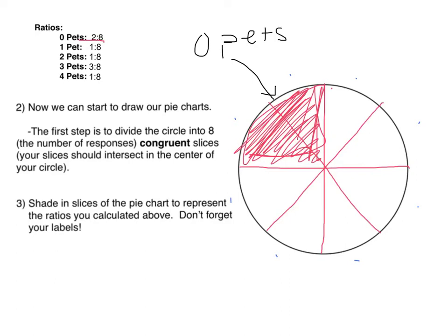Next are people who had 1 pet. That ratio is 1 to 8. So I will shade in 1 slice out of my 8 total. Don't forget to label so that people looking at your graph know what each part represents. So you're going to keep doing this for each ratio that you have above. Next we have 2 pets, which was 1 to 8.